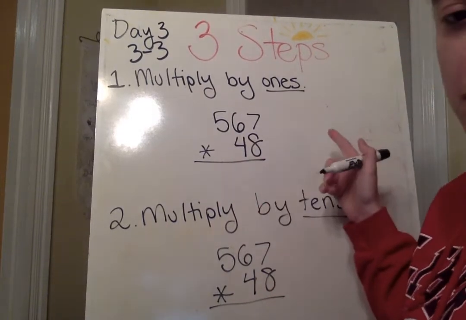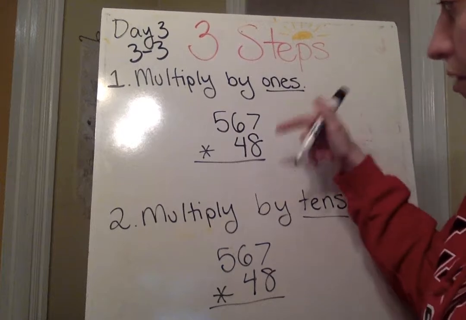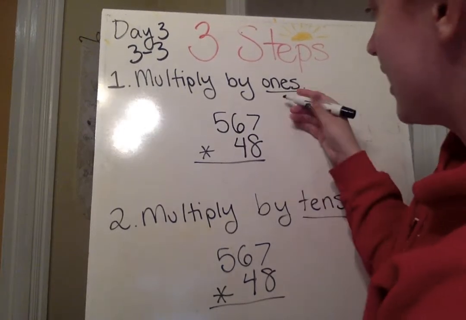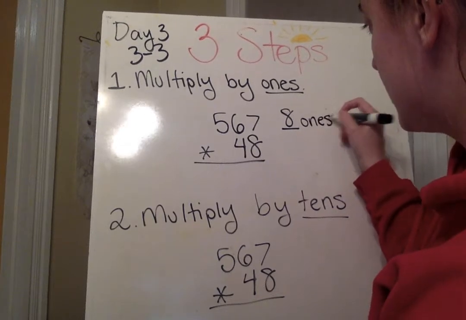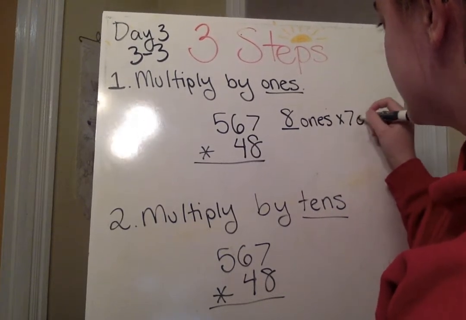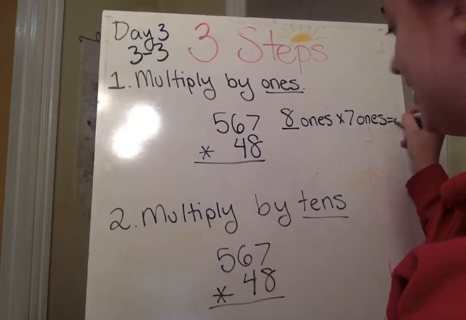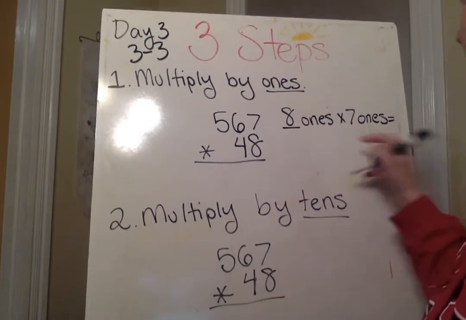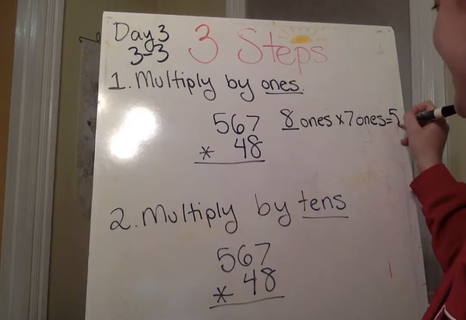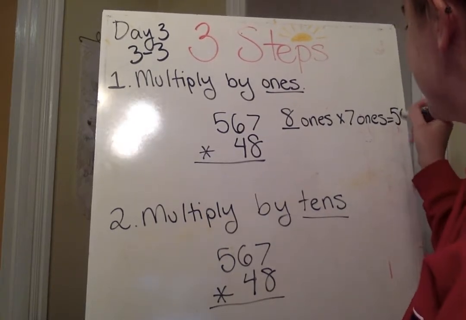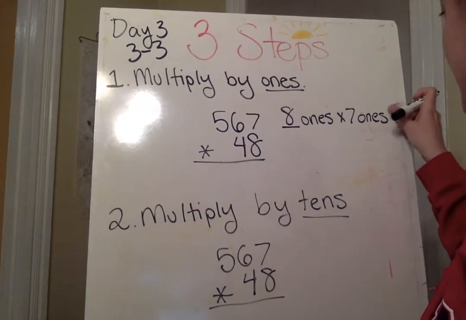So first, we are multiplying by the ones. So you are doing 8 ones times 7 ones, which I'm running out of space, equals what, class? 56. So that equals 56. I'm going to write it down here.